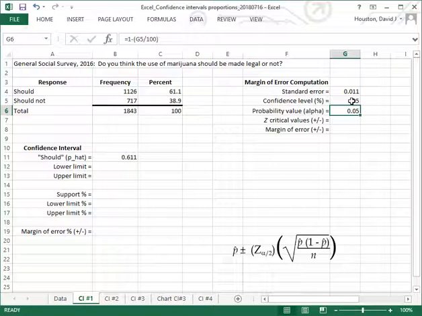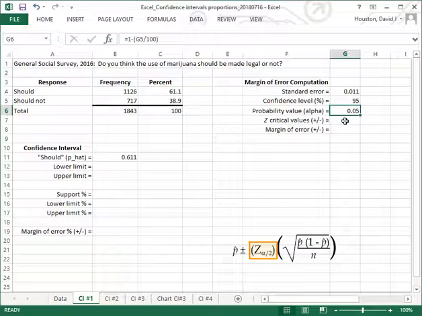Now what we need to do is define what critical values are associated with the 0.05 alpha level. To do so, we're going to use the NORM.S.INV function in Excel. The NORM.S.INV function returns the z-score value below which a given proportion of the area under the standard normal curve falls.